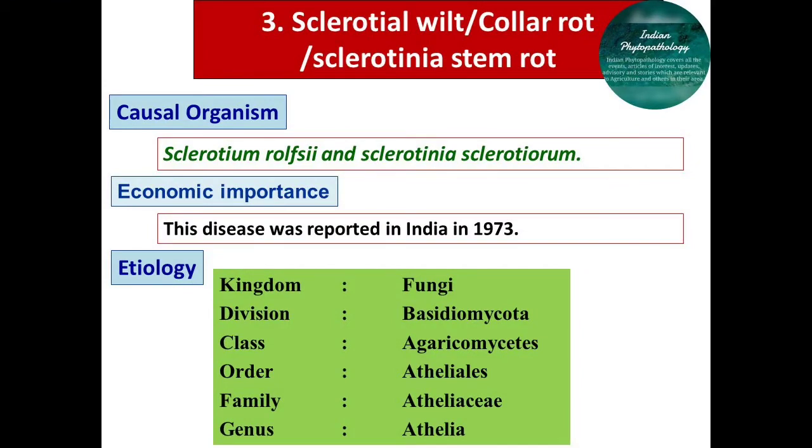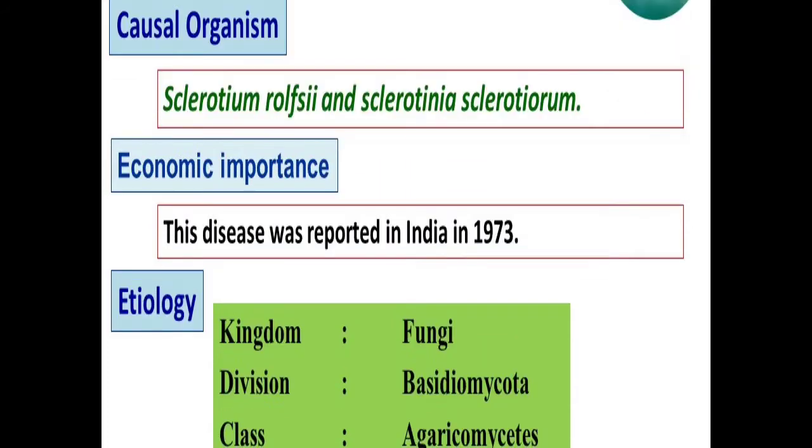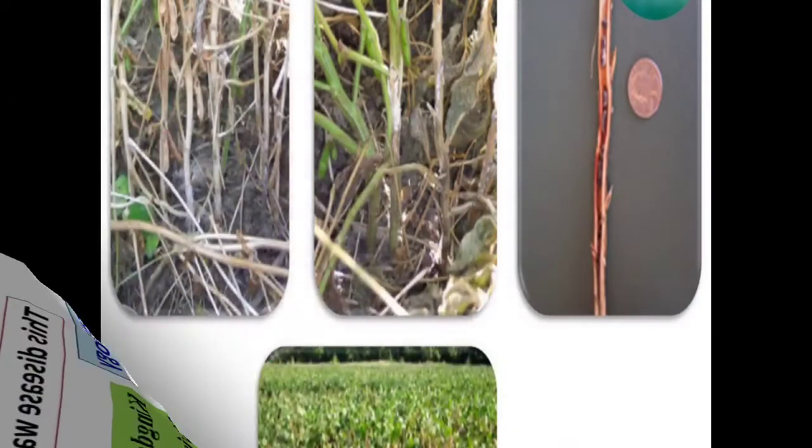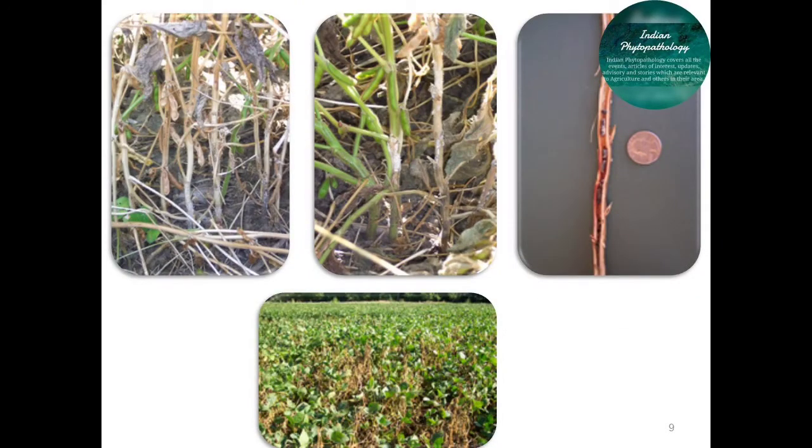The causal organism responsible for sclerotial wilt or Sclerotinia stem rot of mustard is Sclerotium rolfsii and Sclerotinia sclerotiorum. This disease was first reported in India in 1973. Now we will see the symptoms of this Sclerotinia stem rot.